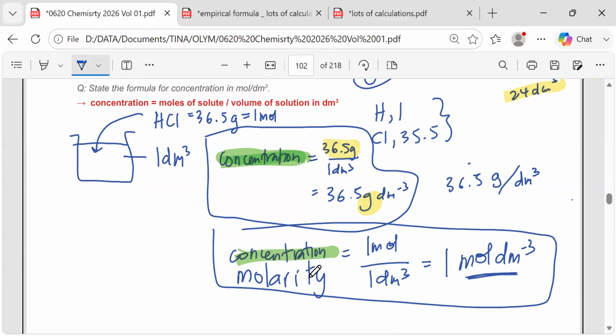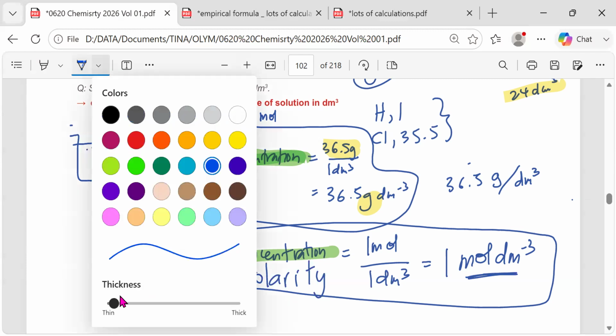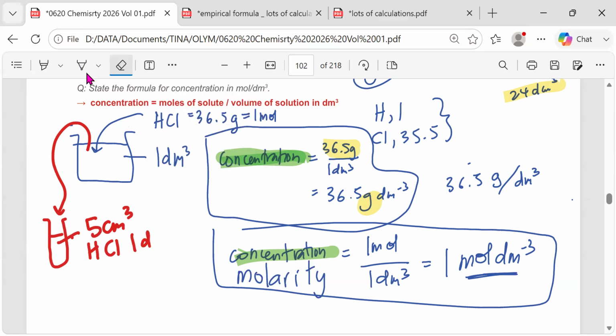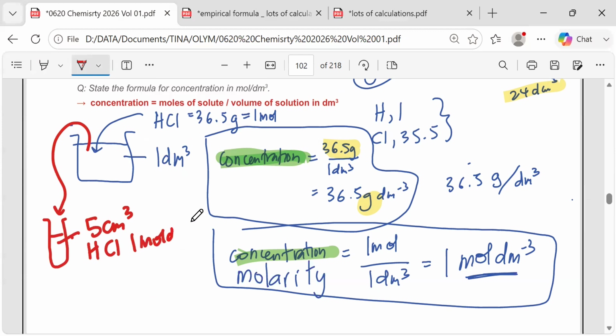Now, when I want to do an experiment, do I need 1 liter of acid? So much acid, your teacher will kill you, right? So you only need a little bit of acid. So you take a little bit out. Let's say when you do an experiment, you only take out 5 centimeter cube hydrochloric acid, 1 mole per decimeter cube. How much acid is that?